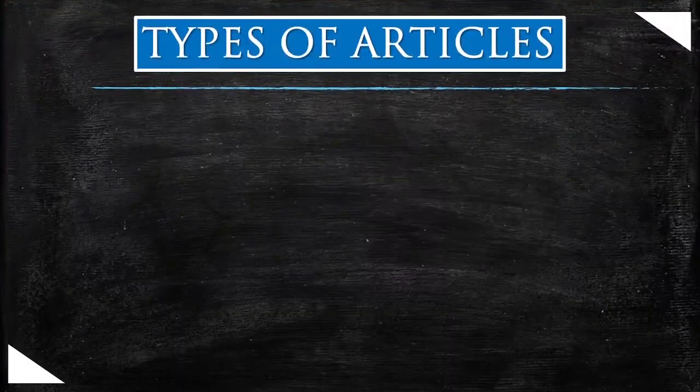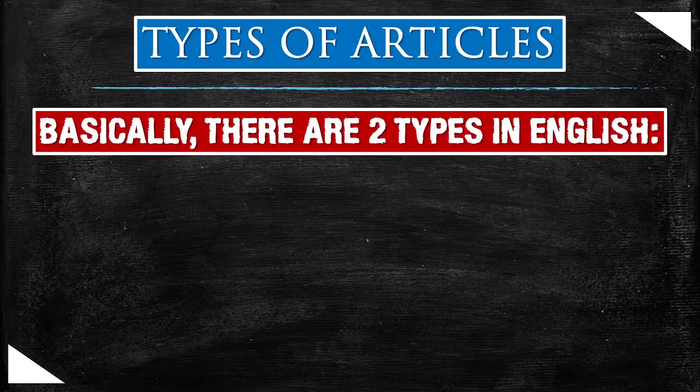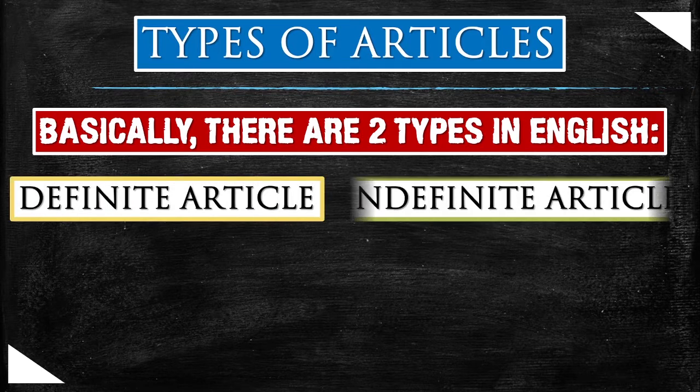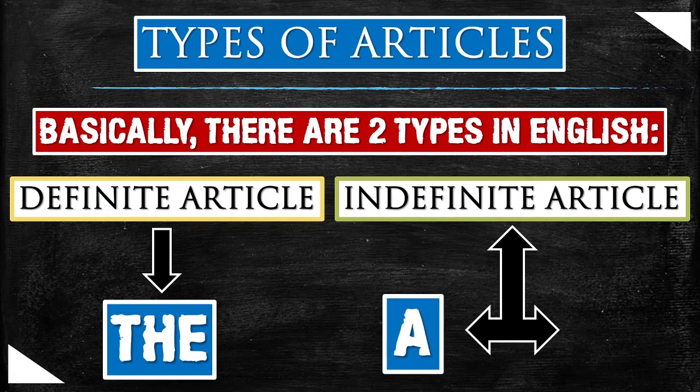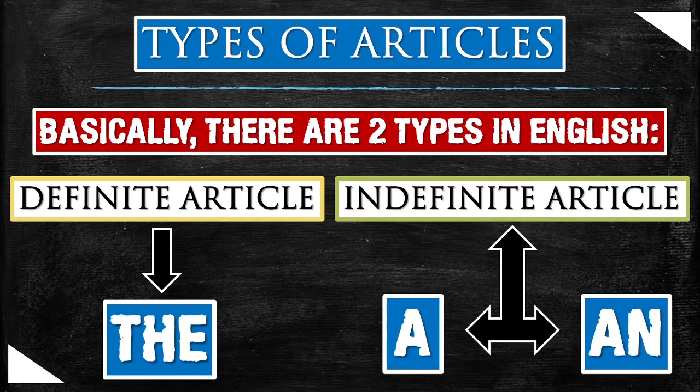Let's look at the different types of articles that we have in English. Basically, there are two types of articles in English. We have the definite article and the indefinite article. When you talk about the definite article, you are talking about the article the, while the indefinite article is a. Some other people will think we have three types of articles, but basically we have two types. An is a variant of the article a.